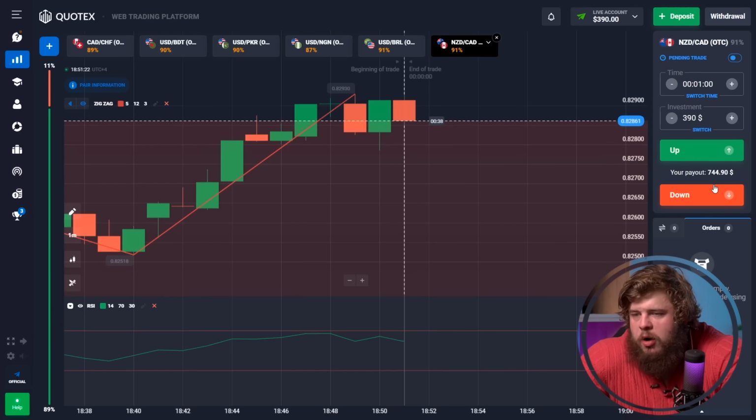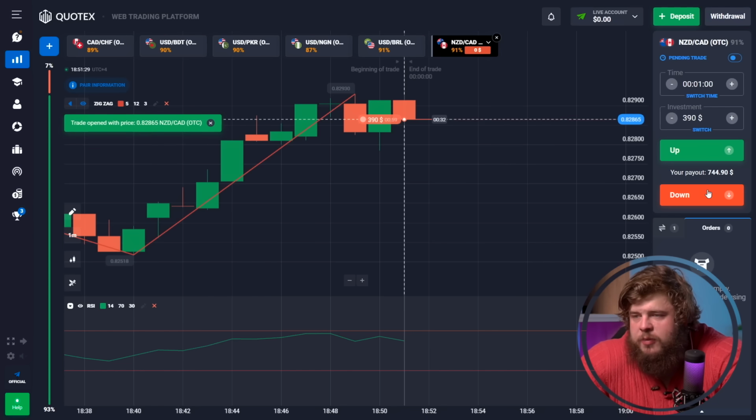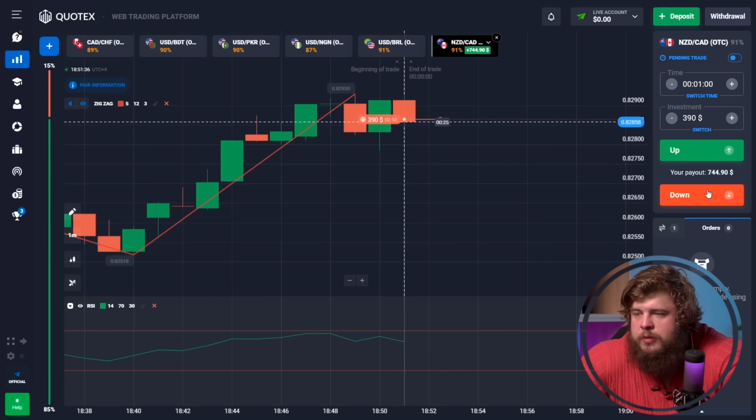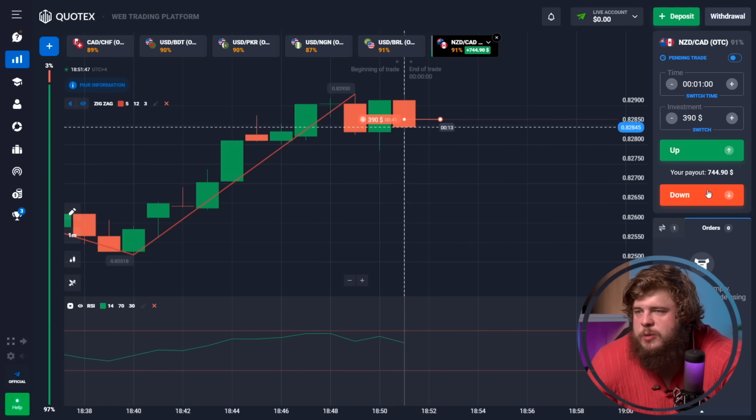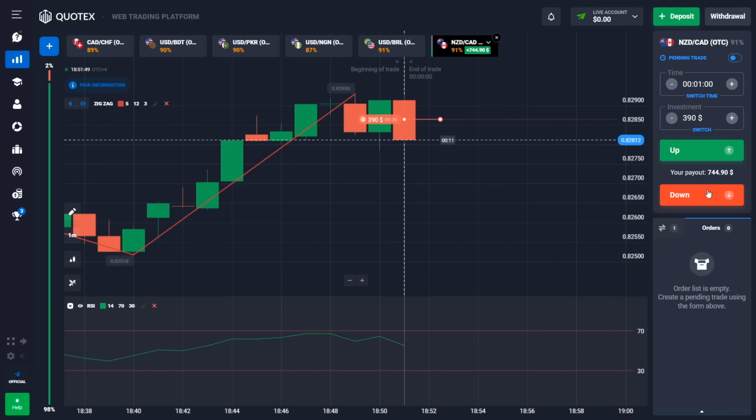So now we're opening the first position. It's a sell position according to the information from the RSI indicator. You can see that the price is now in the selling zone, and that's why we have opened a sell position here. So now let's just wait until we get our money.